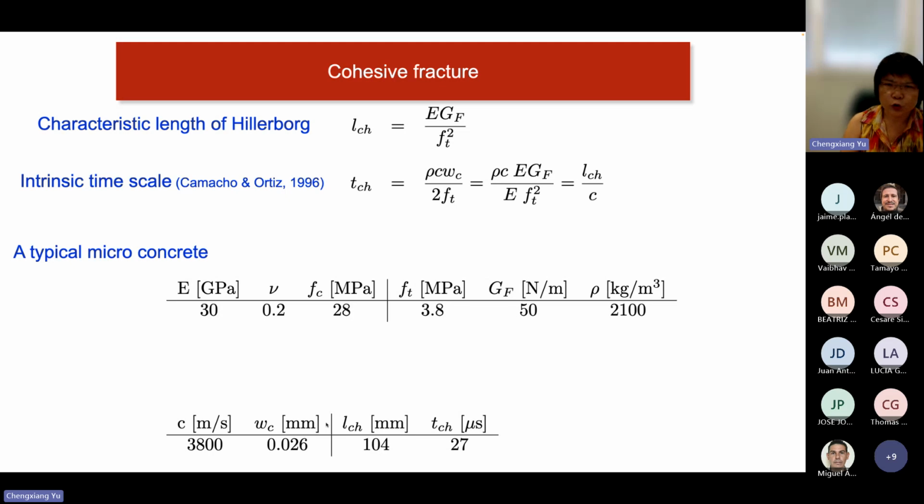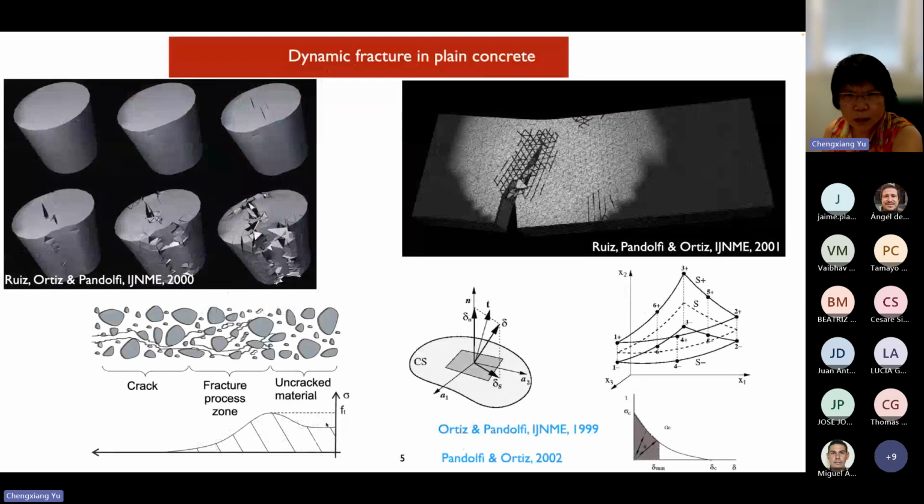I wanted to put this slide to show later on why we can capture dynamic effects just using a static cohesive law.